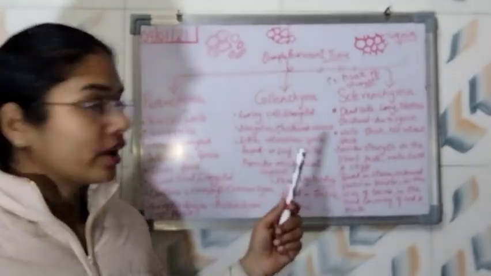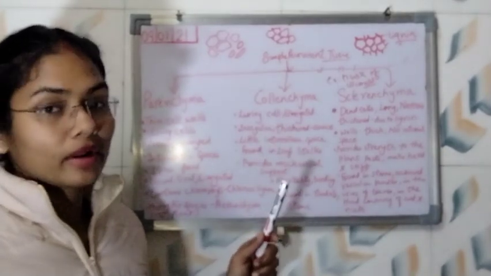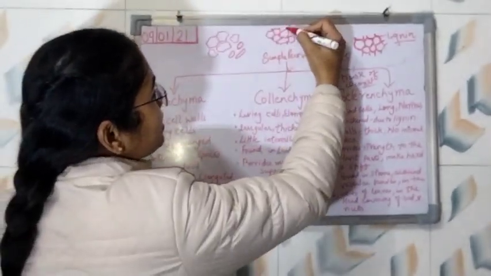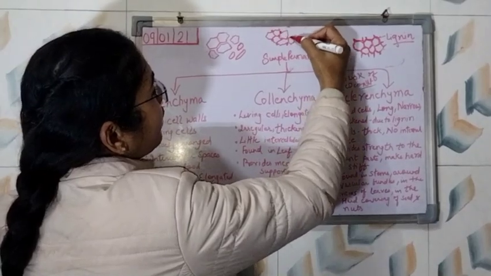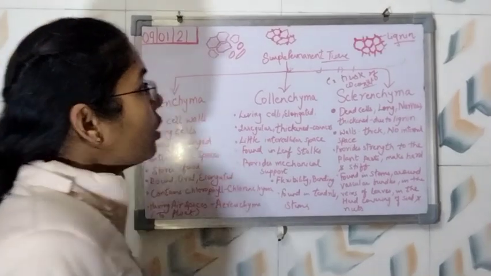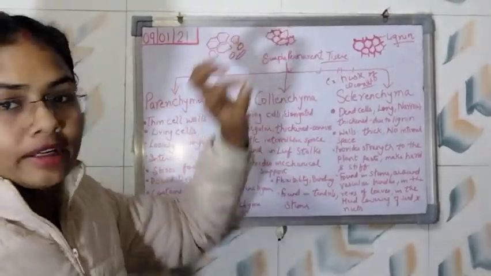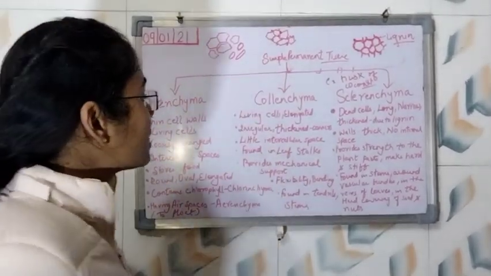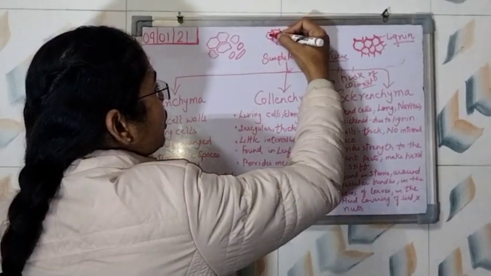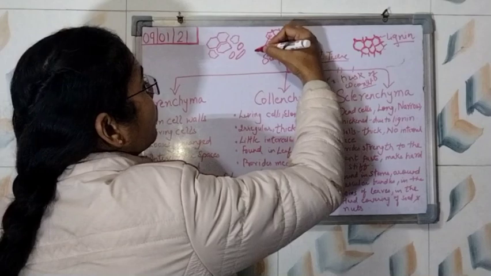If we talk about collenchyma, it contains living cells, right? And it is of elongated shape also. It is irregular, right? And the cells are thickened at the corners. You can see they are thickened at the corner. So only a little bit of intercellular space is present between the cells, right? There is also a nucleus, and this is a vacuole, right?